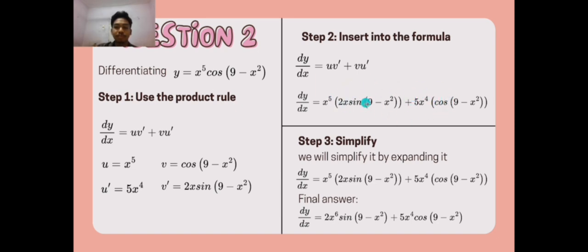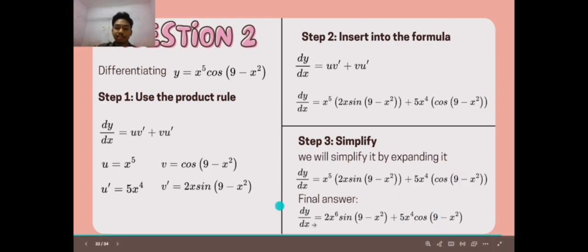Into the formula. So for step 3, or the final step, we'll be simplifying this equation. For simplifying, we'll be expanding the equation. So x to the power of 5 will be multiplied with 2x sine of 9 minus x to the power of 2. Meanwhile, 5x to the power of 4 will be multiplied with cosine of 9 minus x to the power of 2.